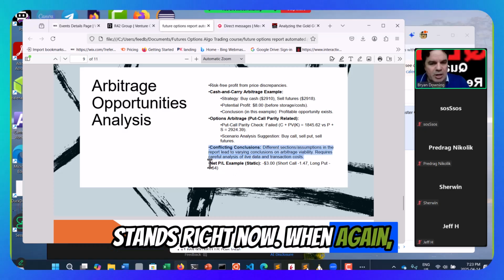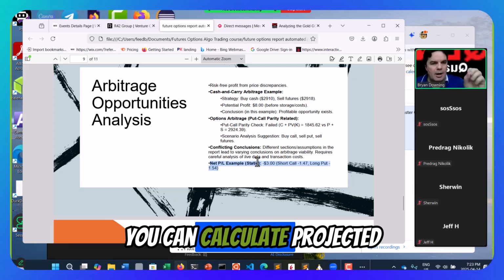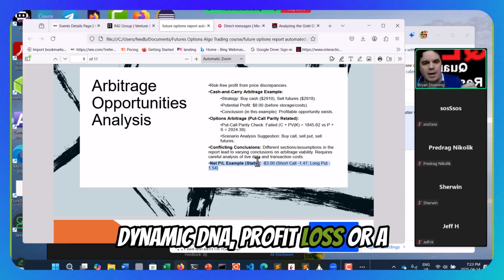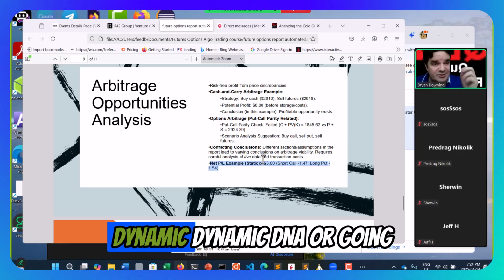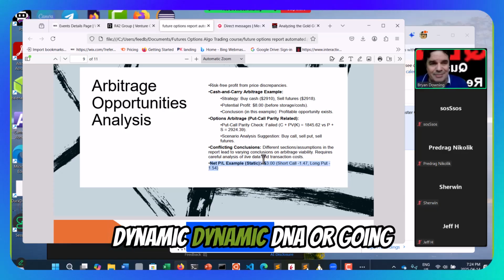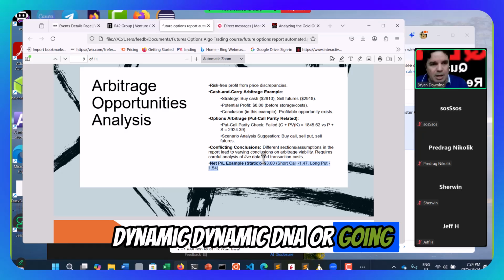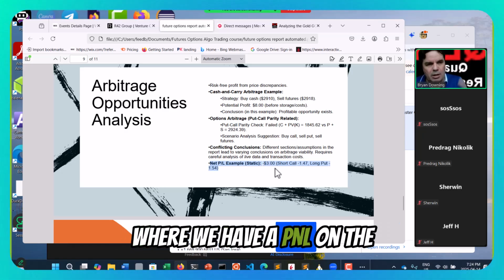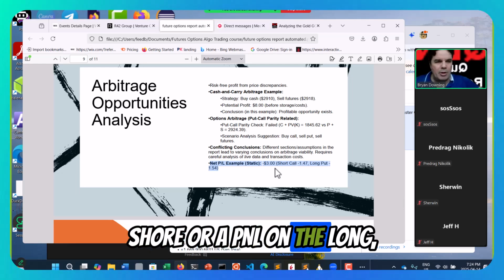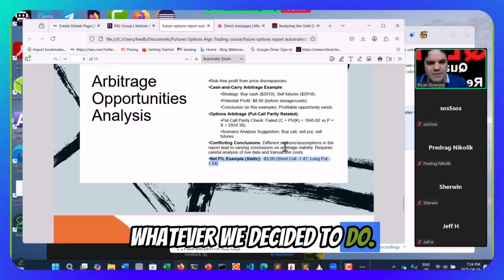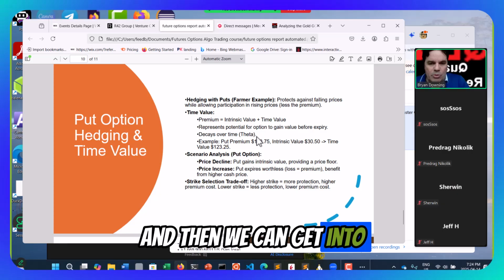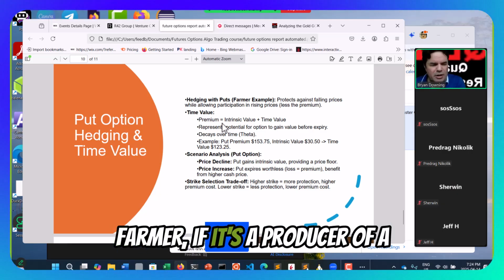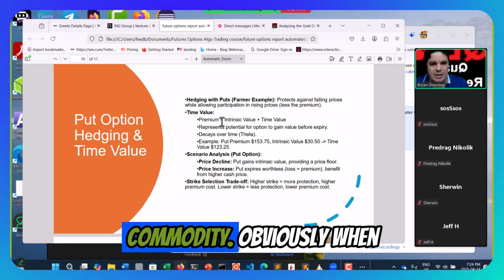And again, you can calculate a projected dynamic P&L, profit and loss, or we can do a static P&L as well, where we have a P&L on the short or a P&L on the long, whatever we decide to do. And then we can get into interesting things where we could do hedging, for example for a farmer, for a producer of a commodity.